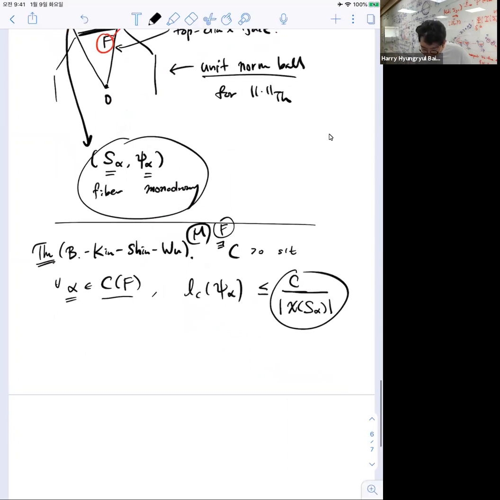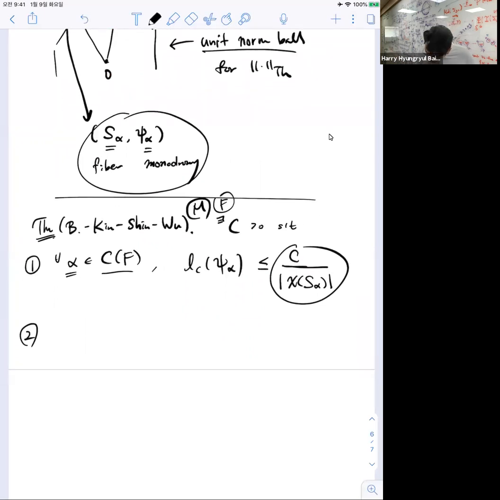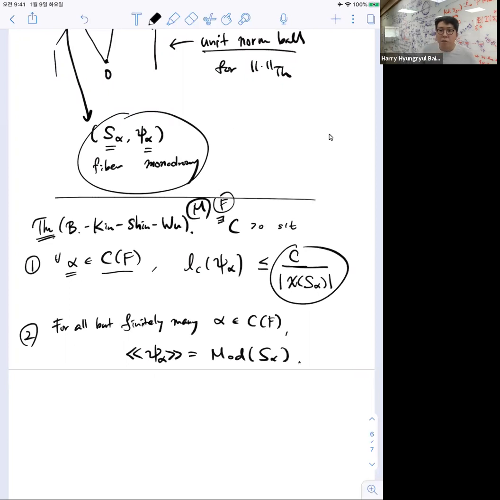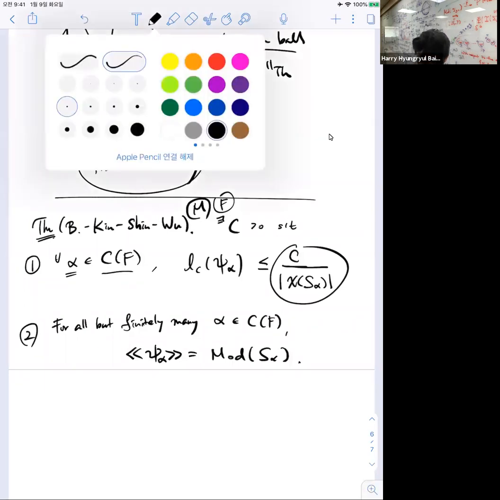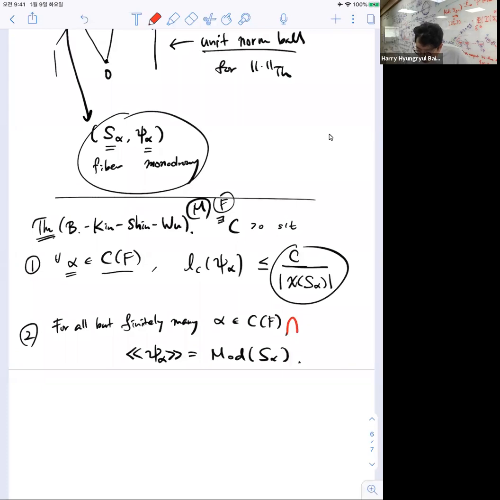So this is the first part. And interestingly, what we can also say is that for all but finitely many alpha in C_F, the psi alpha actually normally generate the mapping class group. So it sort of morally supports the idea that having a small translation length implies normal generation of the mapping class group. Except the caveat here is we only know this fact for some two-dimensional slice, a two-dimensional rational subspace.